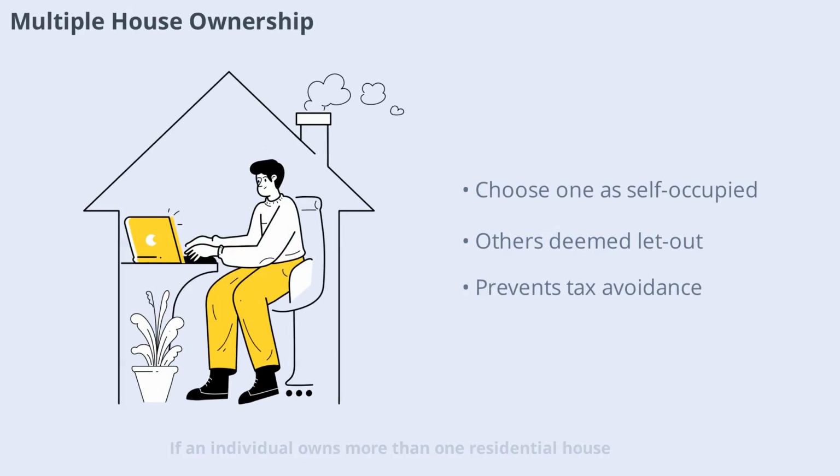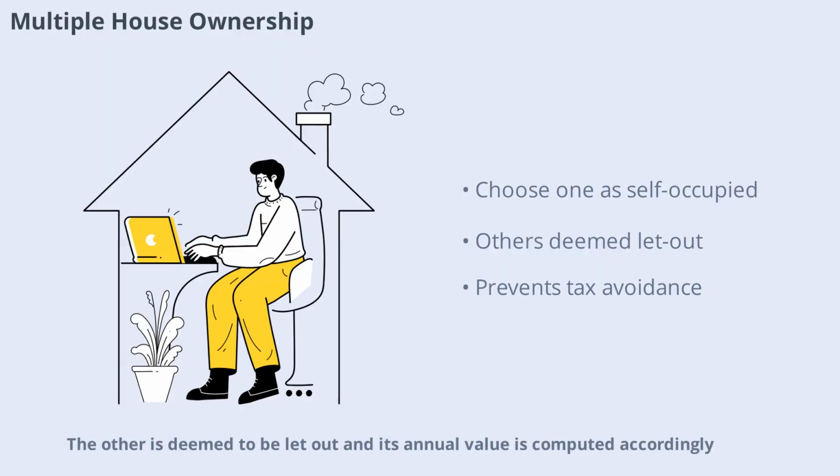If an individual owns more than one residential house, only one can be treated as self-occupied at the owner's discretion. The other is deemed to be let out, and its annual value is computed accordingly. This rule prevents tax avoidance by declaring all properties as self-occupied and ensures fair taxation.